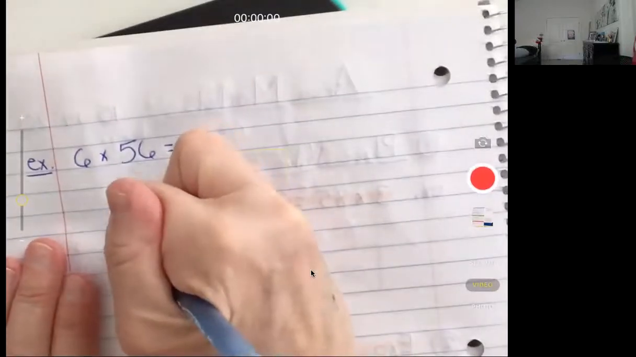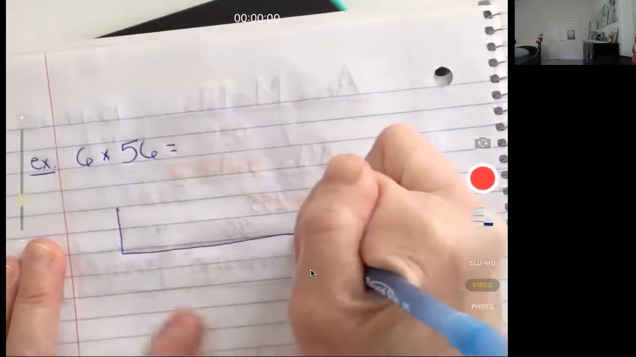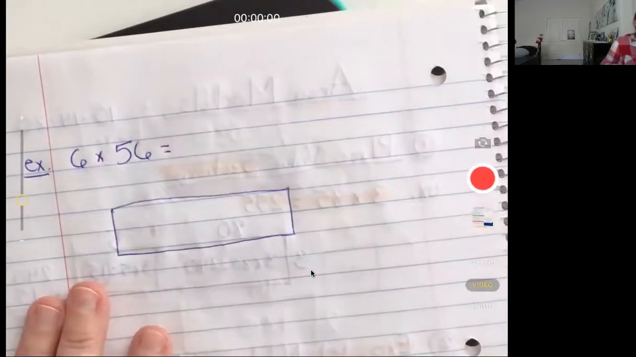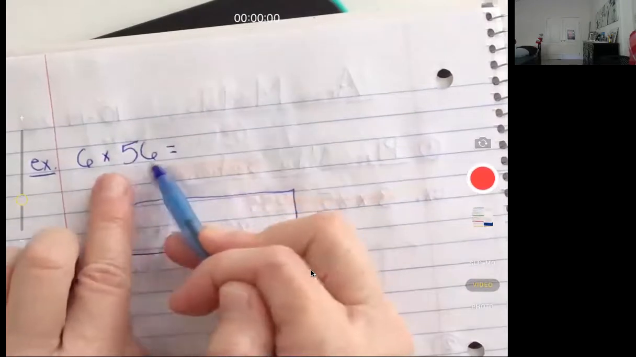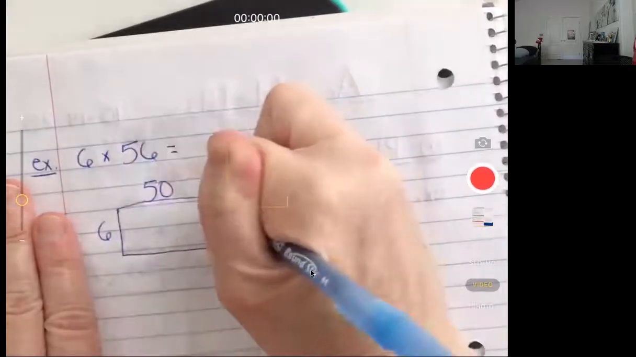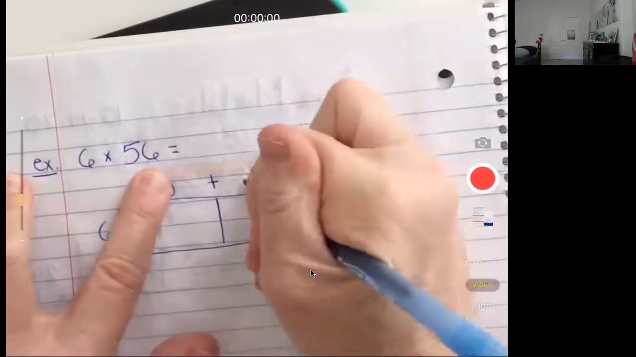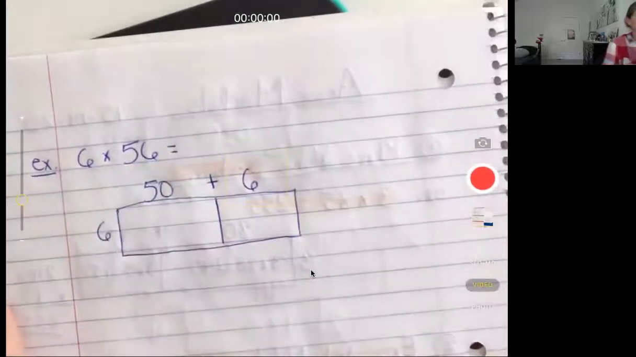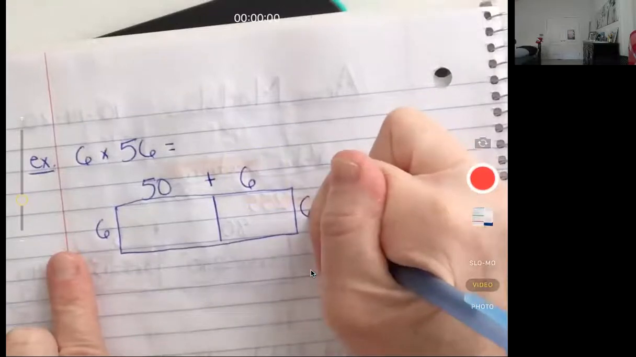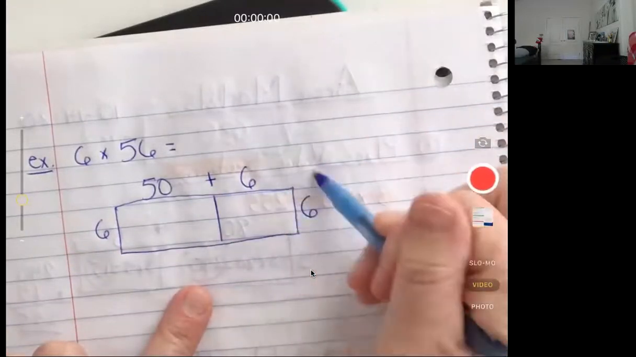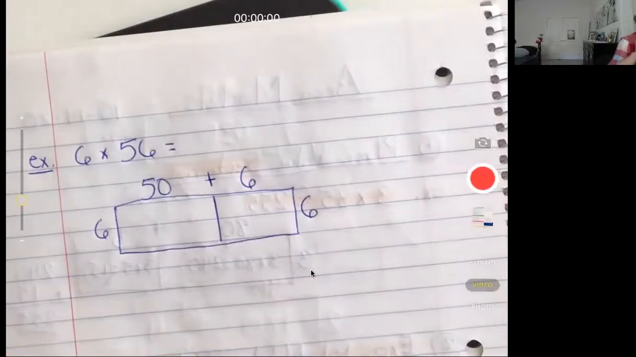I'm going to draw my area model. And I'm going to label it just as I always would, okay? Got my 6. I'm looking at my tens. I'm going to split this up. So 5 tens is 50 plus what's left over, the ones, is 6. So this is what it looks like. I'm going to put a 6 on this side too, because sometimes it's easier for me to draw when I'm expanding it out over here, okay?